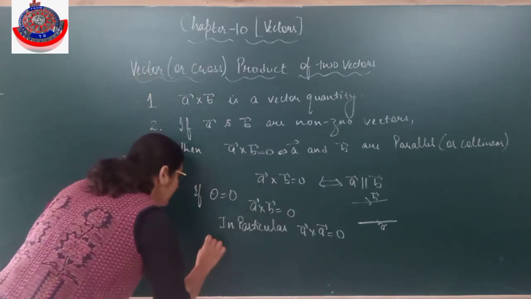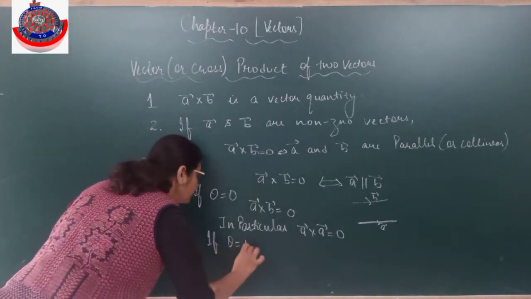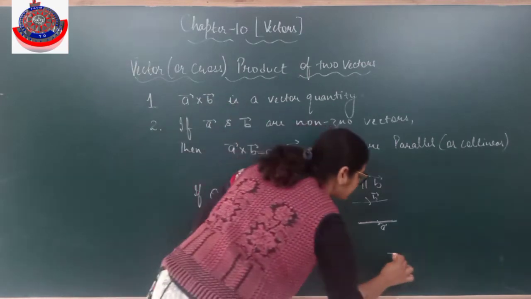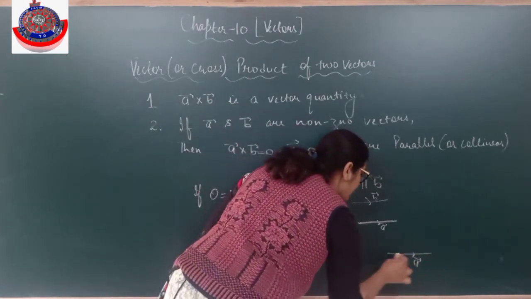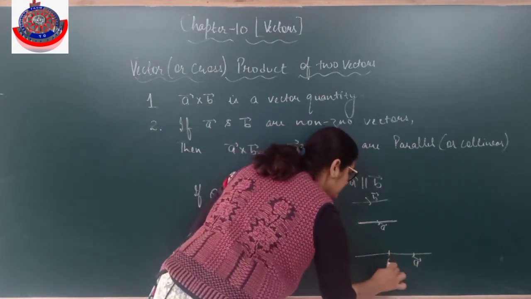And also, if theta is pi, what does it mean? Theta being pi means this is A, and pi will be formed when this is, say, the initial point.